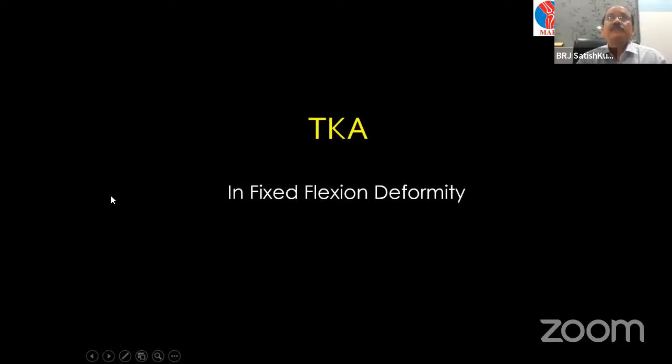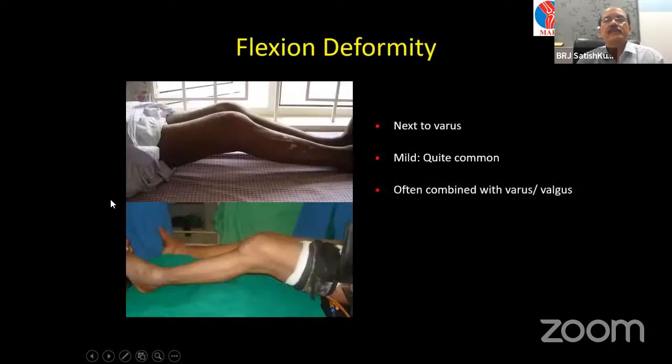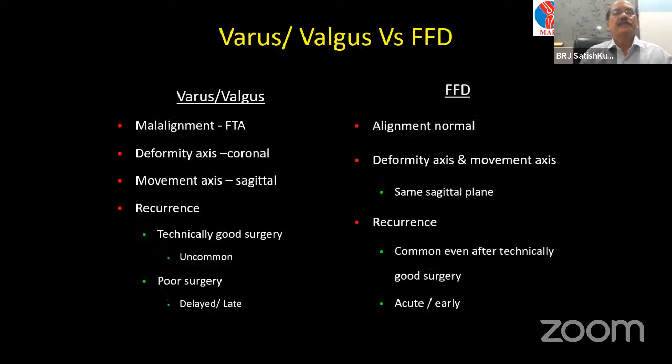Okay, that is about the varus deformity. Now coming to fixed flexion deformity. Fixed flexion deformity is next most common to varus deformity. Mild deformity is quite common. It is seen in combination with varus deformity.